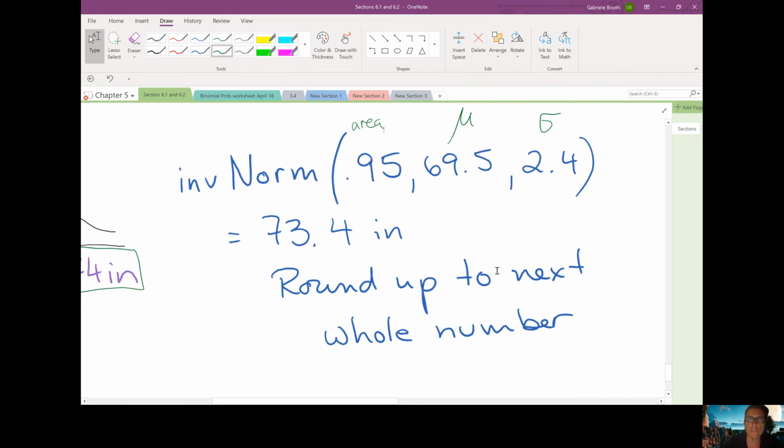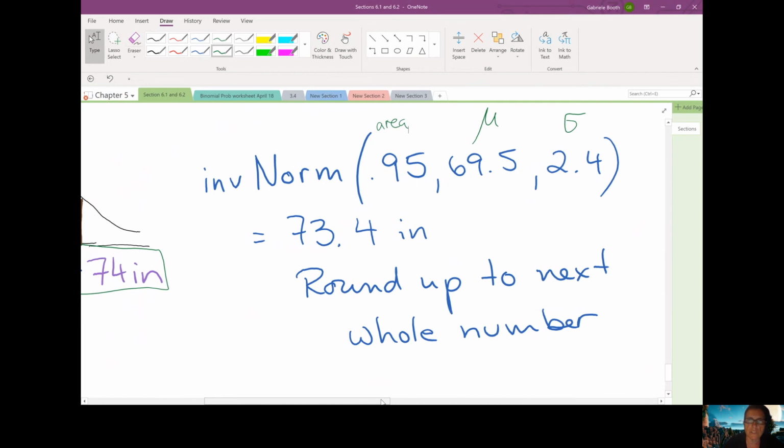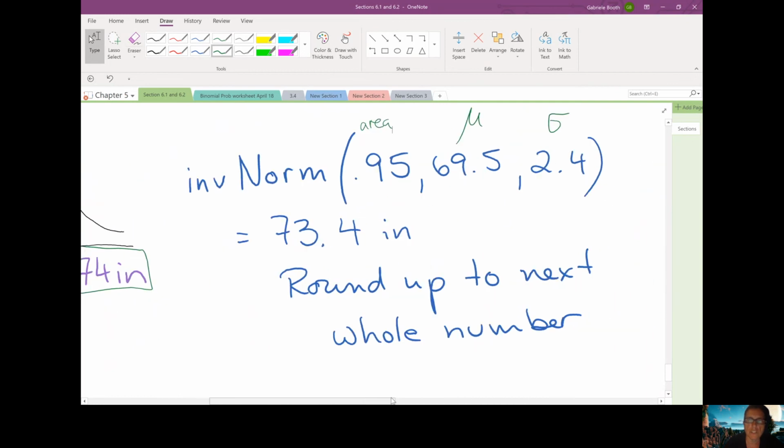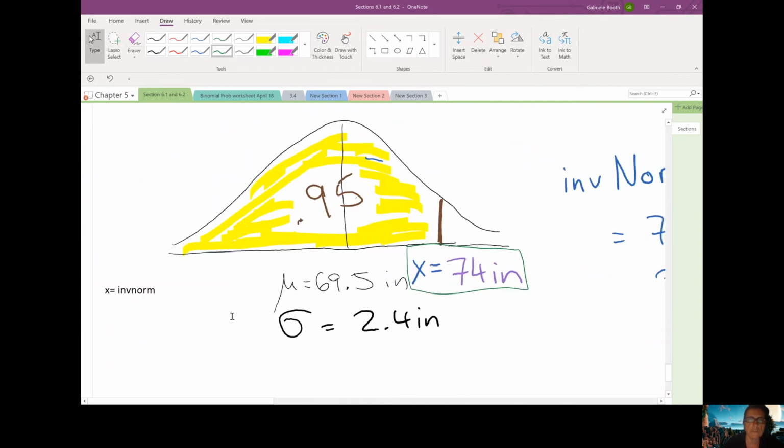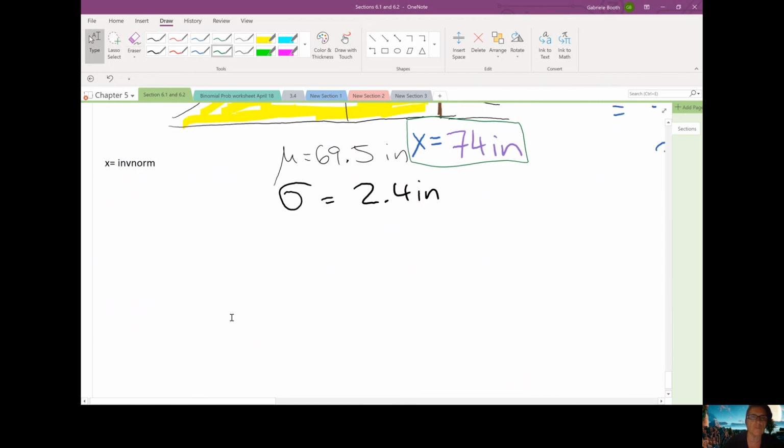So if we round to a whole number, yeah, 95% would be 73 inches. There you go. So these are just some examples from my notes in chapter 6.